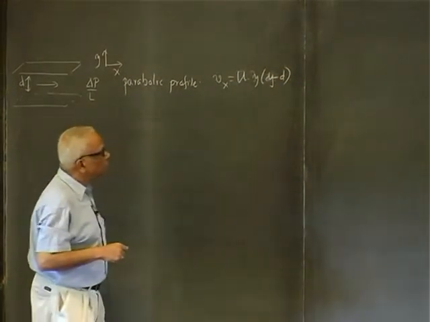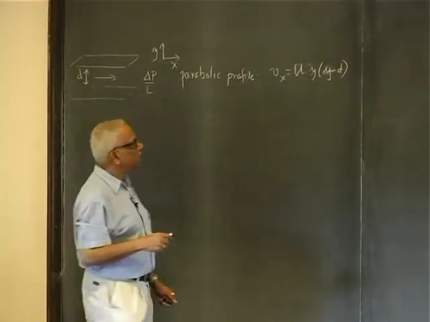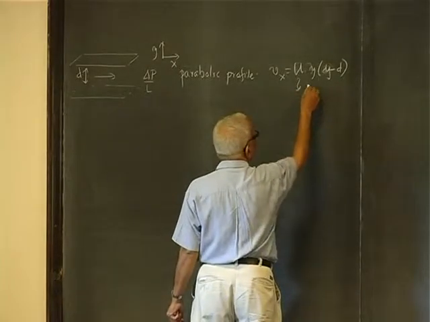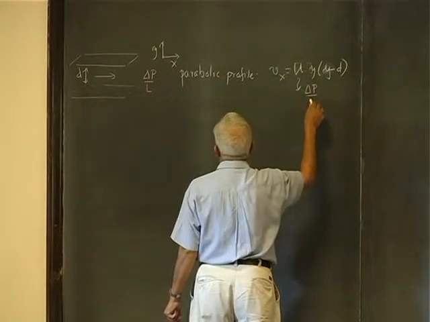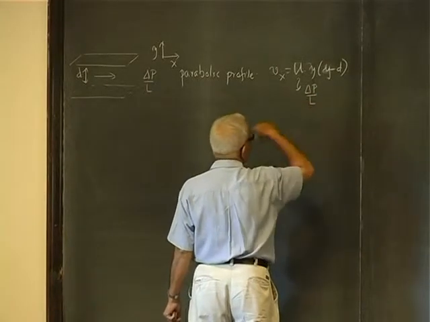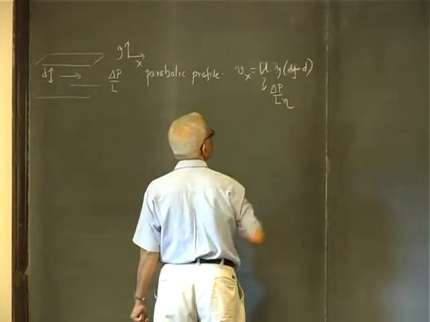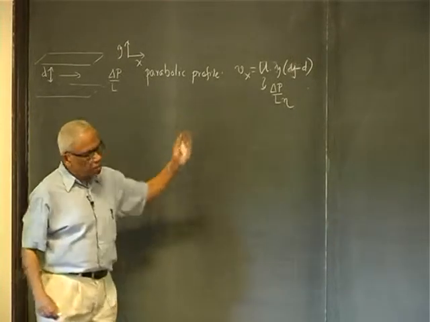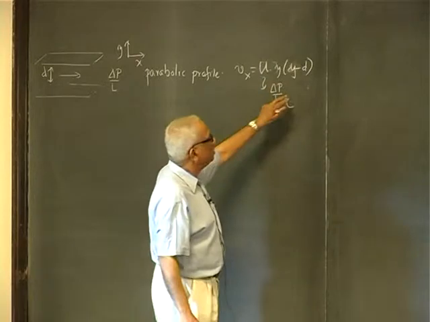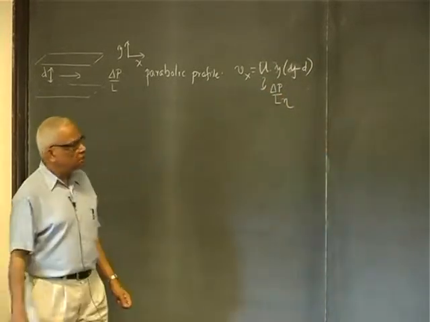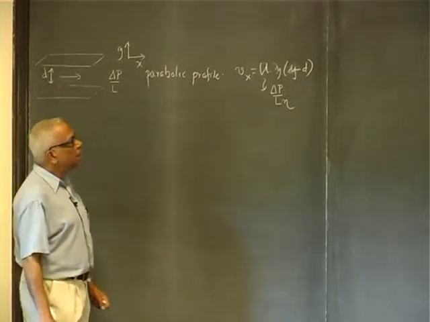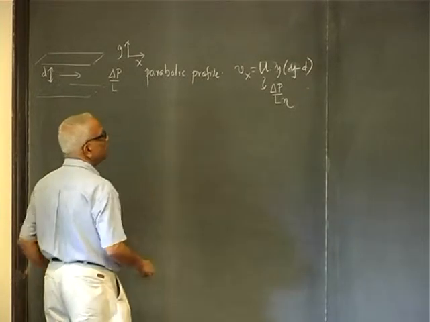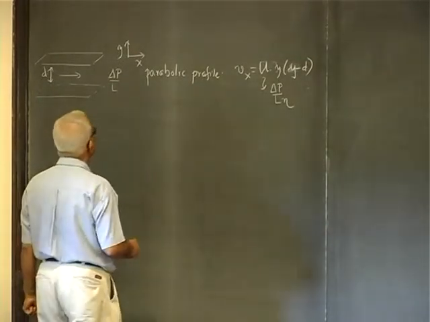So Vx is some u into y minus d, where this u which we calculated was determined by the delta p over L and the shear viscosity coefficient, and there were some factors and so forth. So the velocity scale was set by the pressure gradient that I was maintaining, and the flow profile is given by that. It's a steady state flow, and that's a solution of the Navier-Stokes equation.